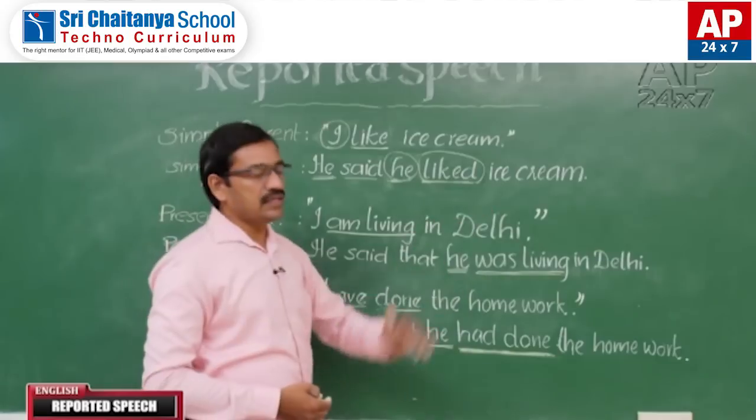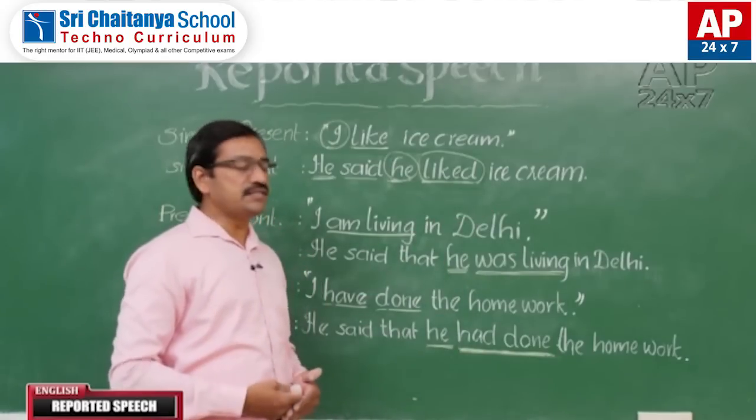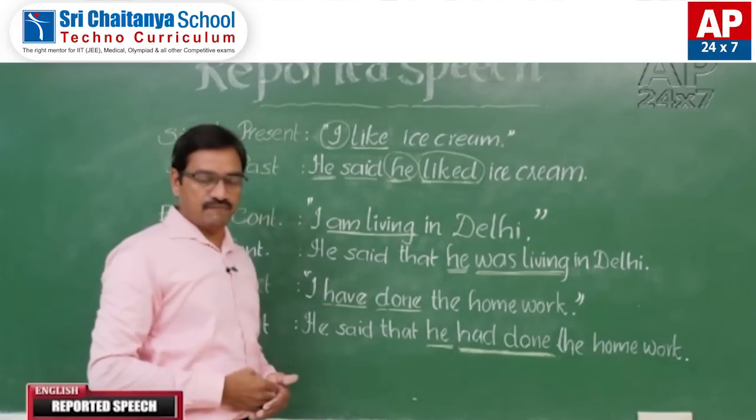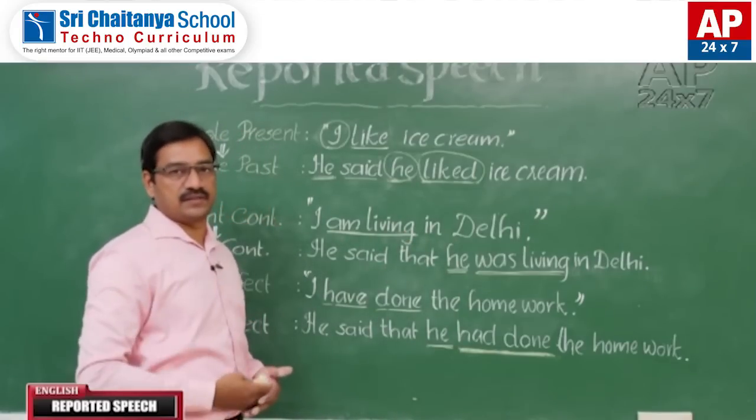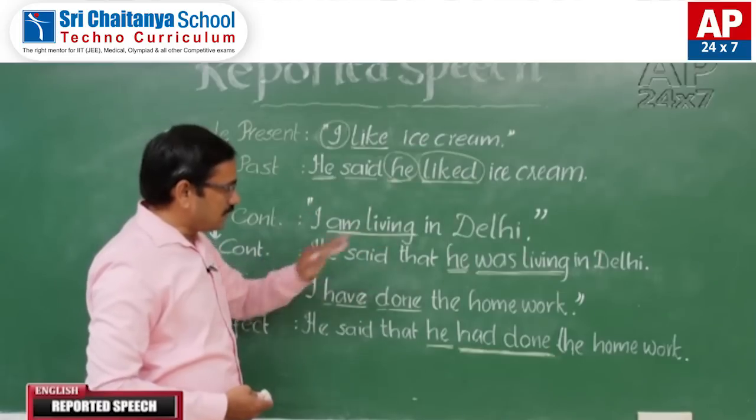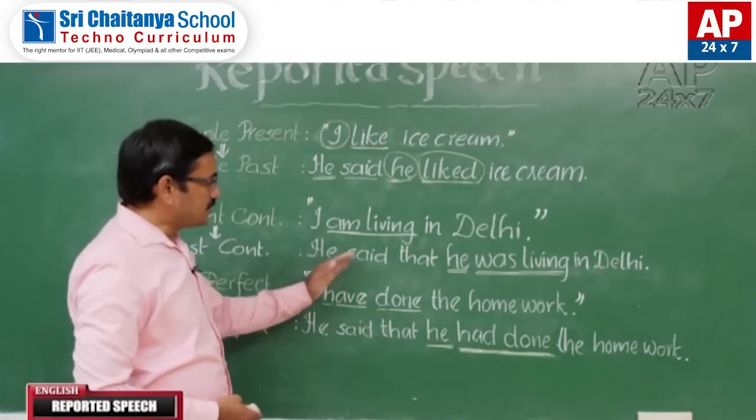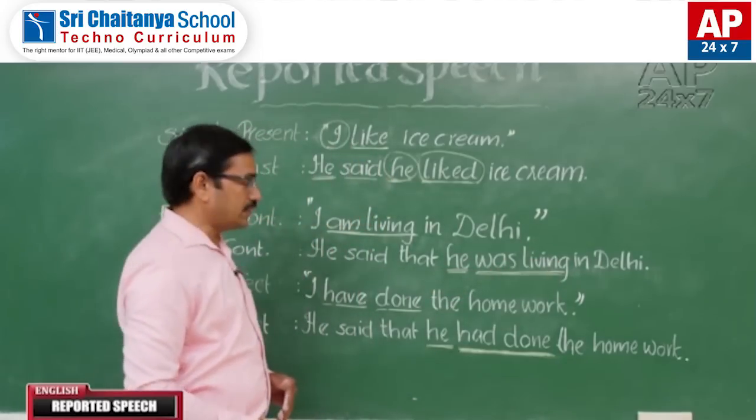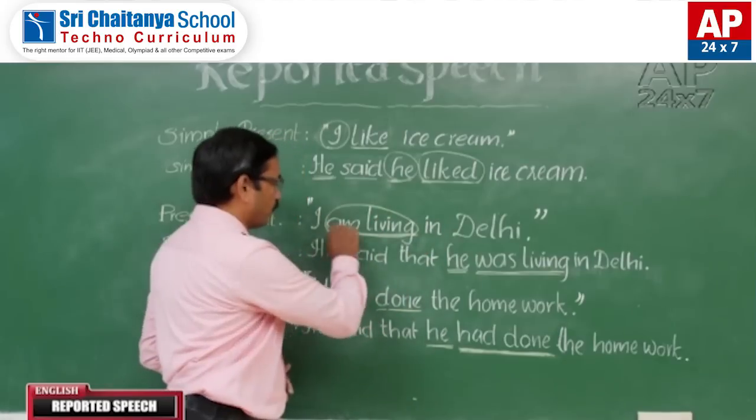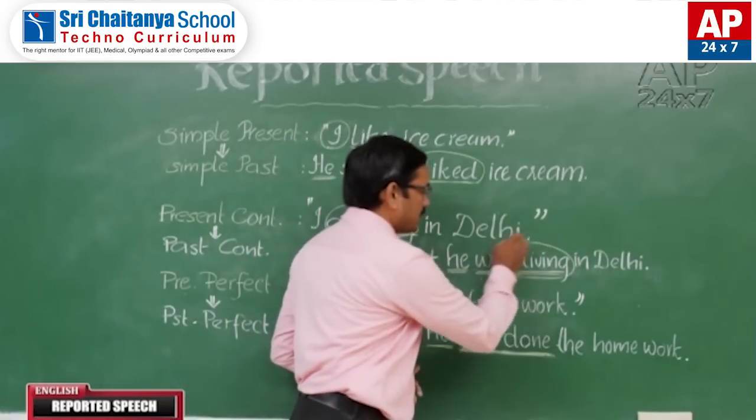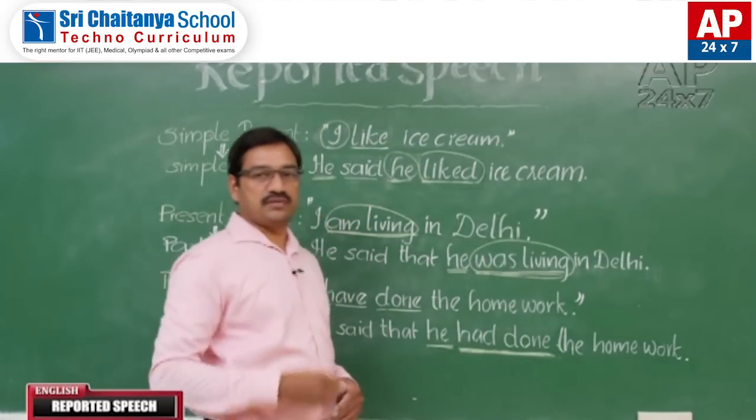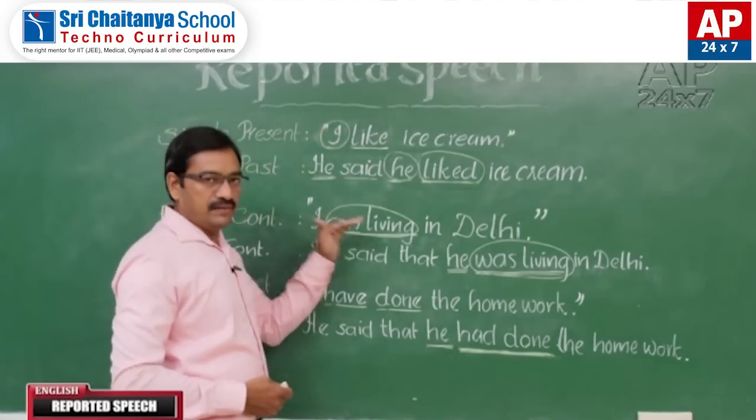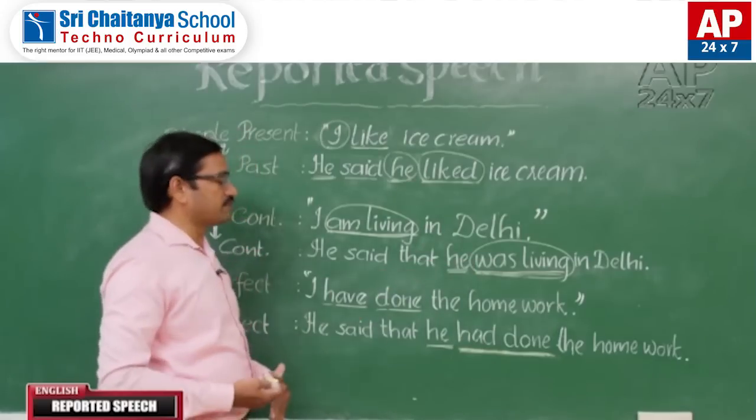Now, let us see present continuous tense. I am living in Delhi. He said, I am living in Delhi. Present continuous is am, is, are plus an ing form. That present continuous is now changed into: He said that he was living in Delhi. So what are the changes? The present continuous form is changed into past continuous. So when we change direct into indirect, simple present becomes simple past, and present continuous becomes past continuous.